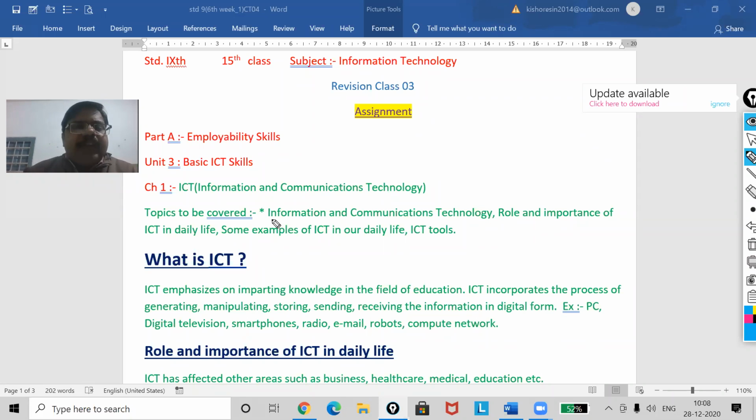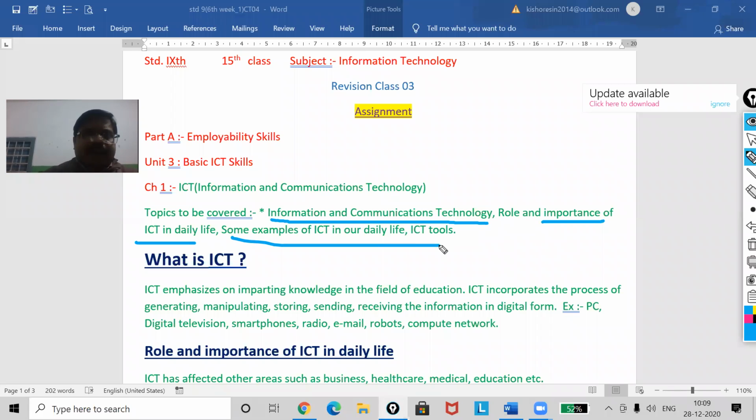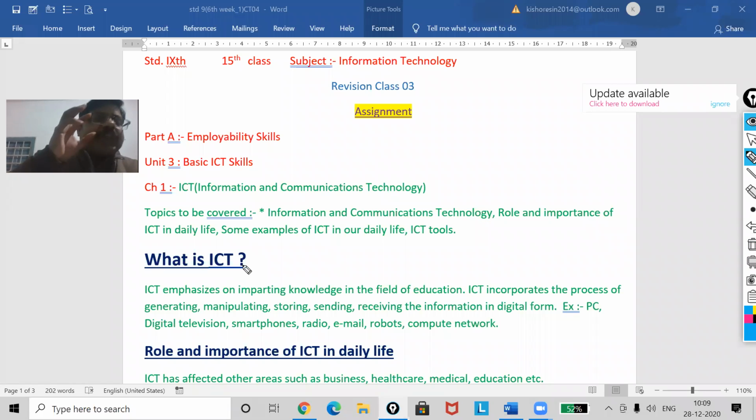First one, I will discuss what is ICT, Information and Communication Technology. Next one, I will discuss role and importance of ICT in daily life. And the last one, some examples of ICT in our daily life. And at last, I will discuss ICT tools also. Now, first of all, what is ICT? Definition already you can see on the screen, my dear.